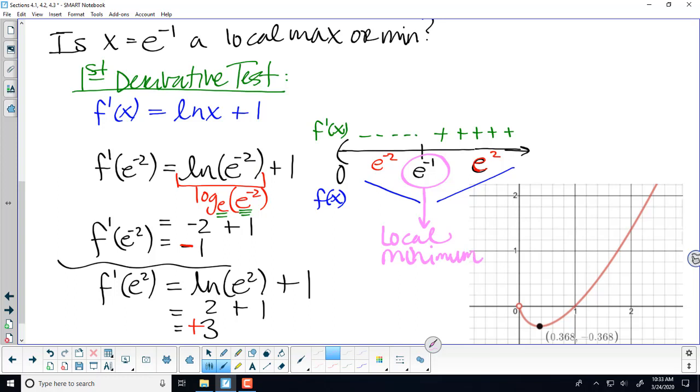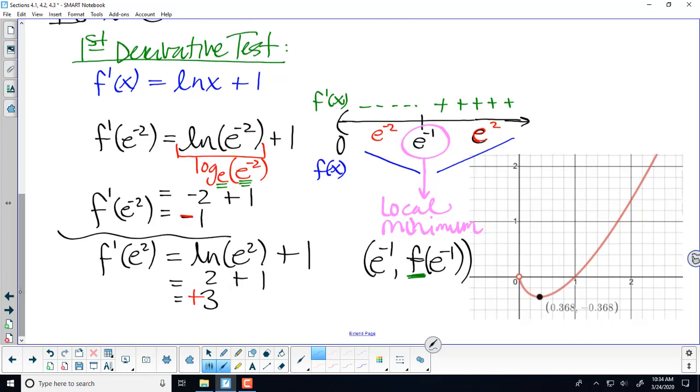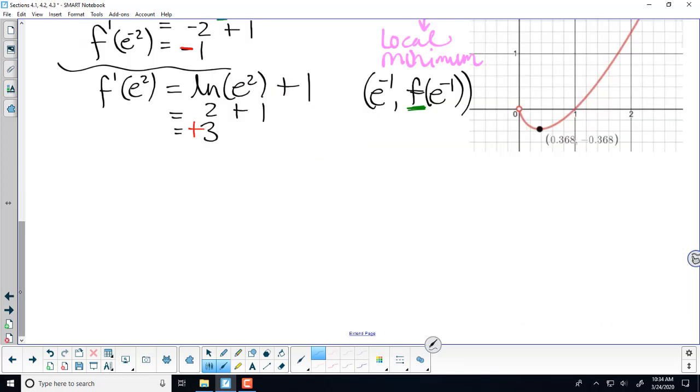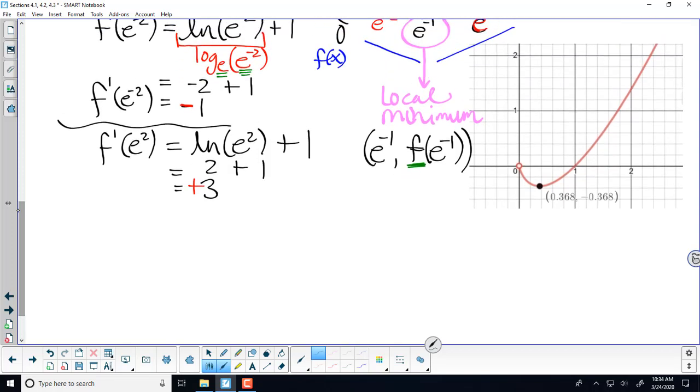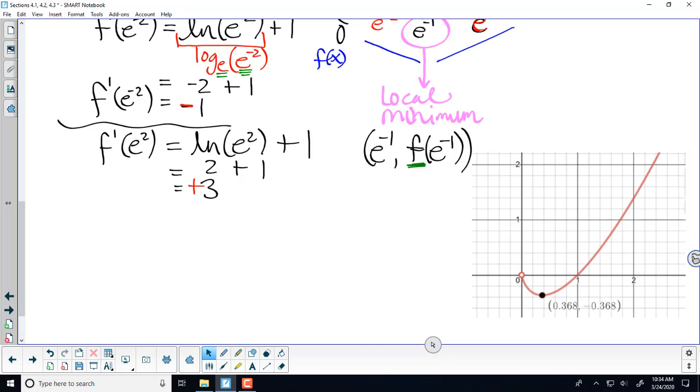Okay, so if I want to find the exact ordered pair for that point, then it's at e to the negative 1, and then I have to plug that where? Into the original function. Back into the original, which I don't think it could hurt if we check that out. Never a bad thing to do stuff with exponential and log functions, I've found.